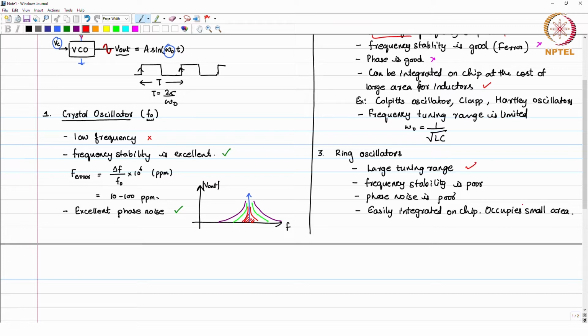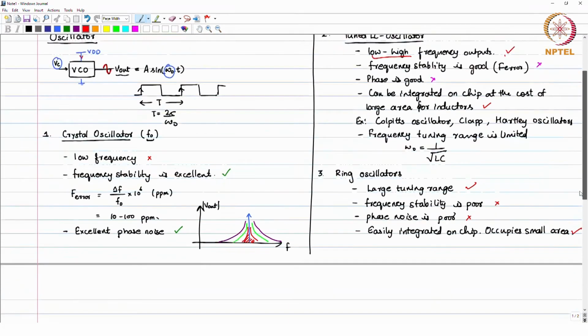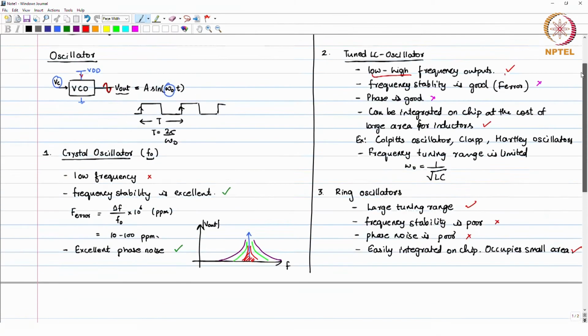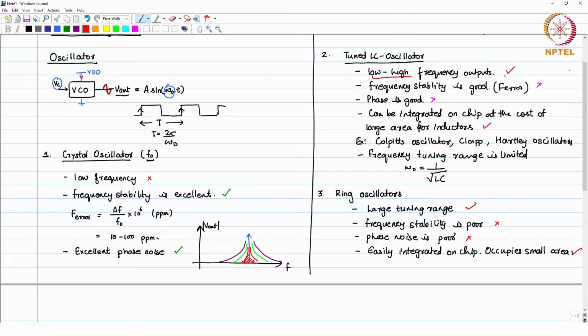large tuning range is the good part, frequency stability is poor, this is not good. So, you cannot use it standalone. Phase noise is poor, again you have to use it in a PLL loop. Easily integrated on chip and occupies a small area, that is the good part about the ring oscillator. So, these are 3 different kinds of oscillators. We will talk about the last 2, because in many places we need oscillators with a wide tuning range. Okay. So, we will start with the ring oscillators to begin with, right.